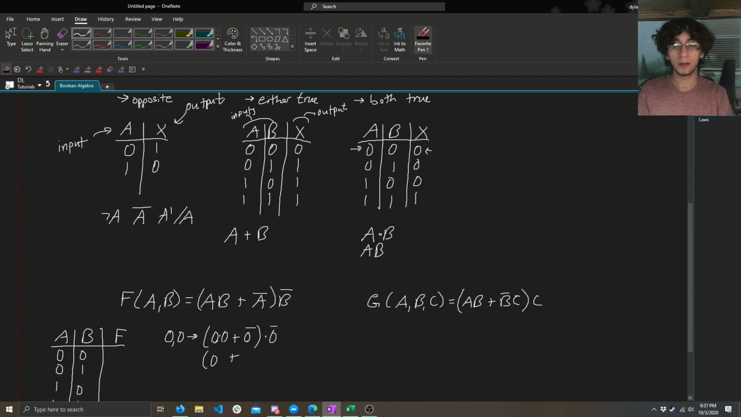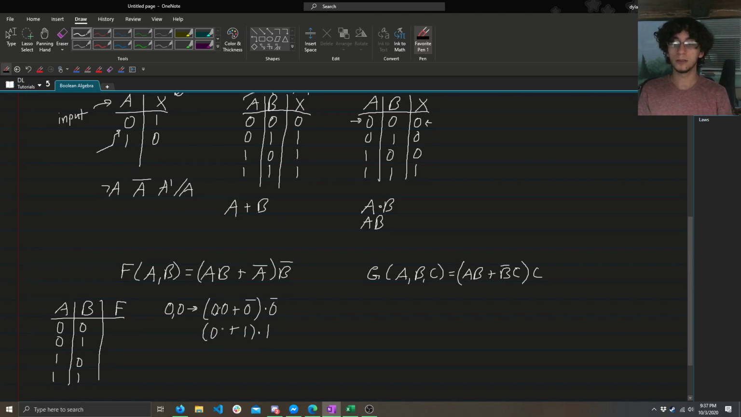Then not 0, well, that's going to be a 1, because if we look at our 0 in our NOT table, we're going to have a 1. And finally, the same thing again, we have 0 not, so we're going to have a 1. Now, 0 ORed with 1, well, 0 or 1, that's going to be a 1 here. We're going to AND that with 1. And here, 1 ANDed with 1 is 1. So therefore, we can put a 1 here. Now for the next row, 0 and 1.